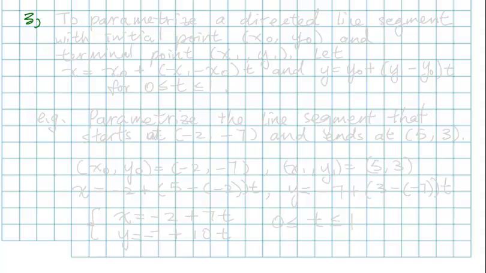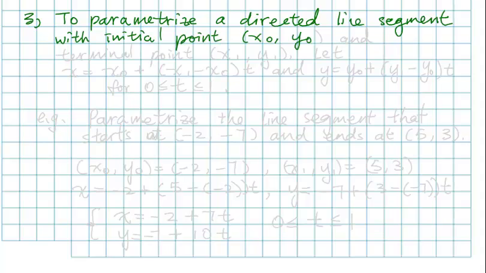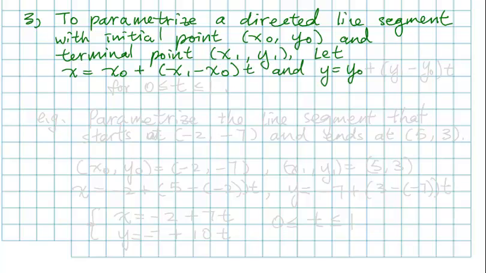Pattern number 3, to parameterize a directed line segment with initial point x0, y0, and terminal point x sub 1, y sub 1. We let x equals x0 plus x sub 1 minus x0 times t, and y equals y0 plus y sub 1 minus y0 times t, for 0 less than or equal to t, less than or equal to 1.